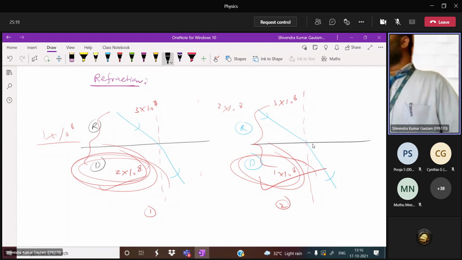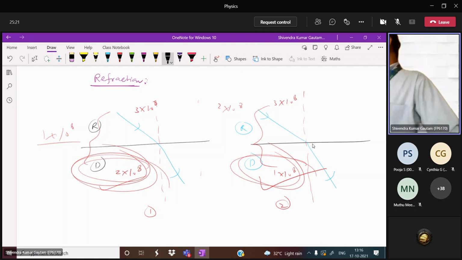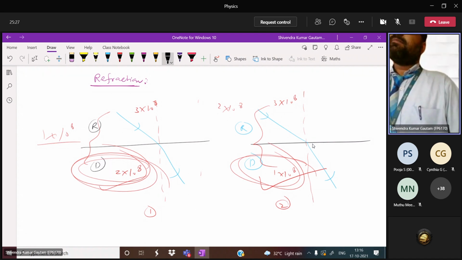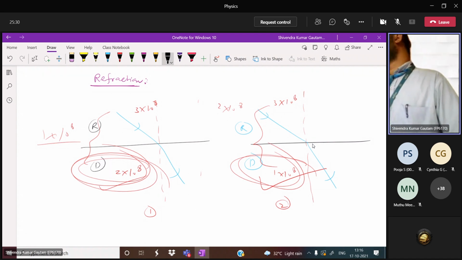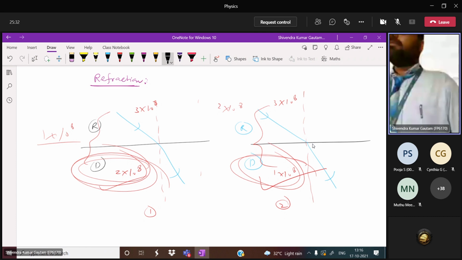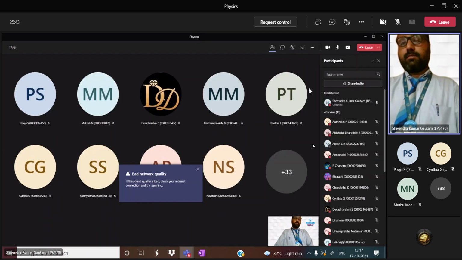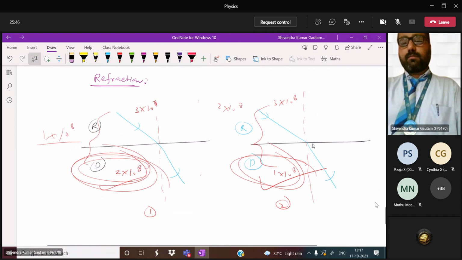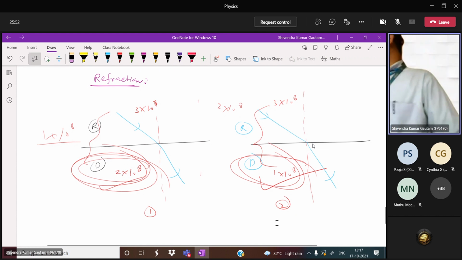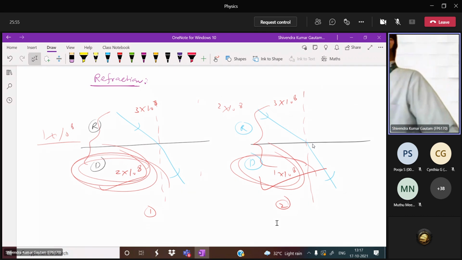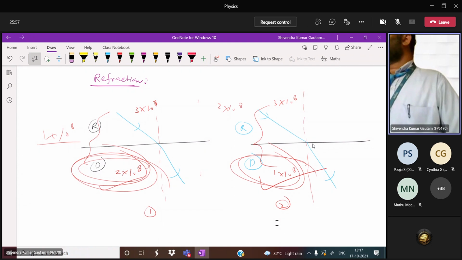Okay, next point. The greater the difference in speed of light, the greater will be the amount of refraction.